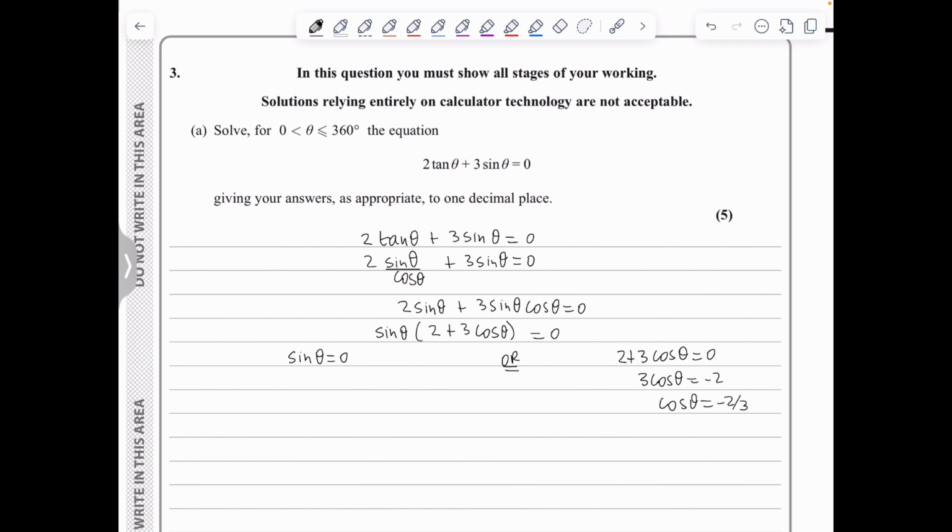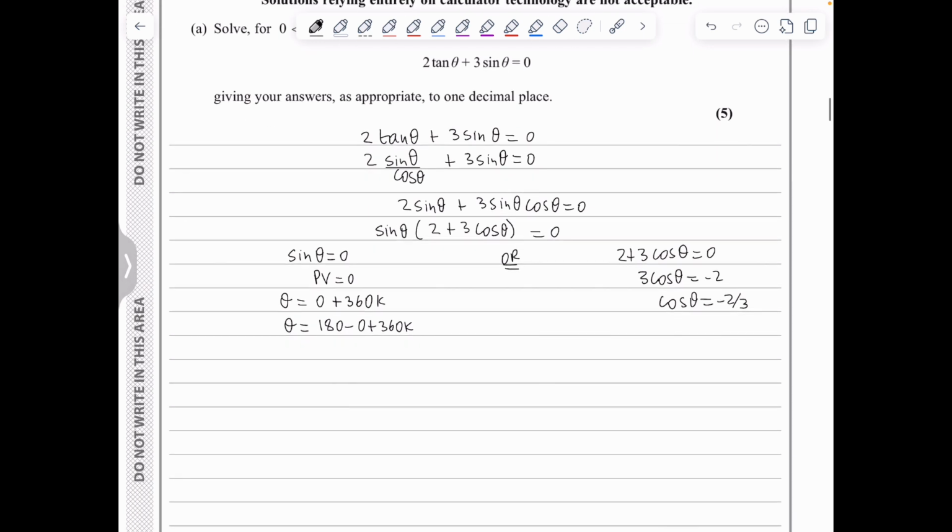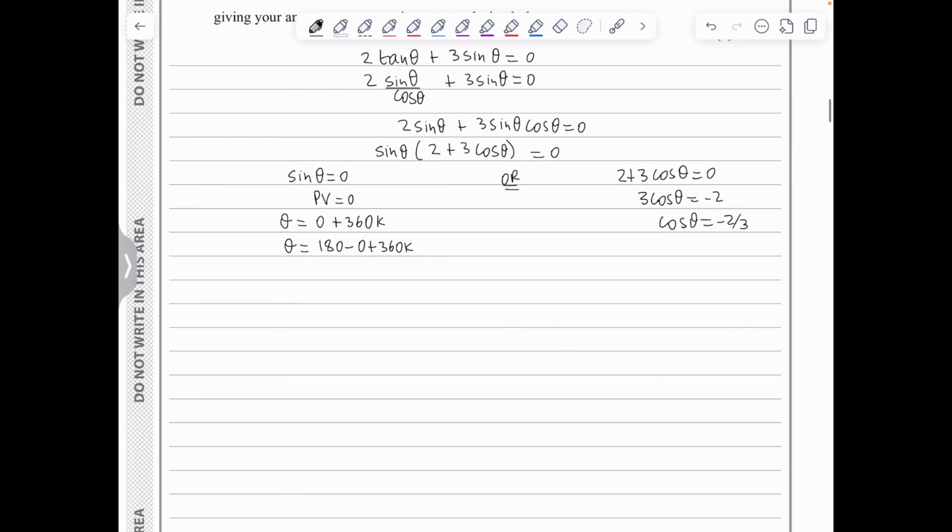And I will proceed in finding the principal values. For sine theta being 0, the PV, the principal value, is 0. So I get theta is the PV of 0 plus 360k, or theta is 180 minus 0 plus 360k. Whereas for cos theta being minus 2 over 3, I'm going to go on my calculator.